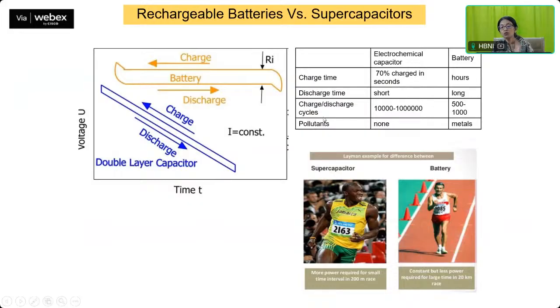The charge discharge cycles go from 10,000 to almost 10 lakhs in case of a capacitor, whereas for a battery, 1,000 cycles to 2,000 cycles is good enough. Pollutants, in case of electrochemical capacitor, there is none, whereas in case of battery, there is quite a few. There are metals which can be hazardous. So if we are looking into supercapacitor and battery, the supercapacitor can be considered like a 100-meter race where you require a burst of power, whereas the battery is like running a marathon. It is going to give you energy continuously, but for a very long period of time.